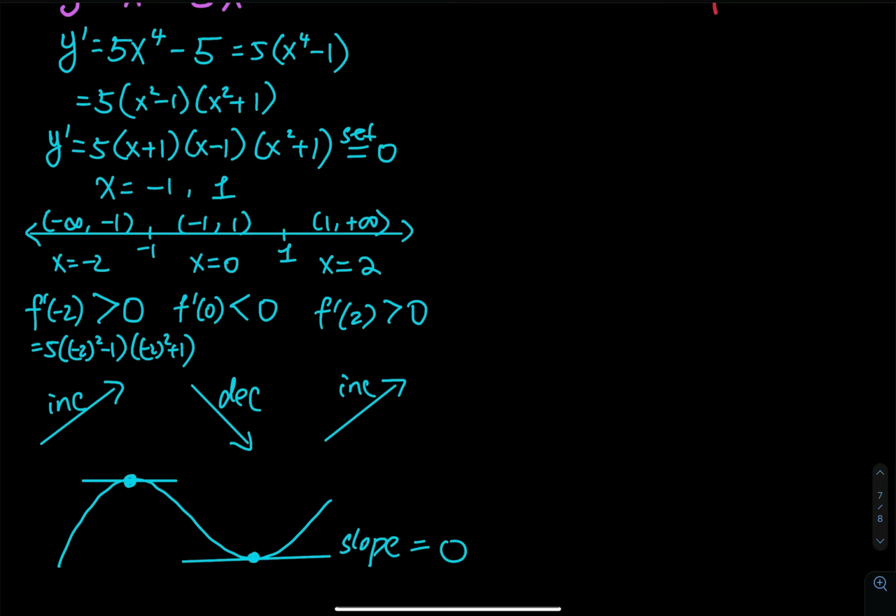So based on this, the function starts with increasing, and then you reach a horizontal tangent, so the slope equals 0, and then decreasing, and then you reach slope equals 0, and then increasing again. All right, so that means the function is increasing on negative infinity to -1, and from 1 to infinity.